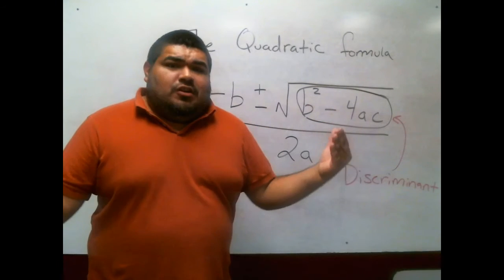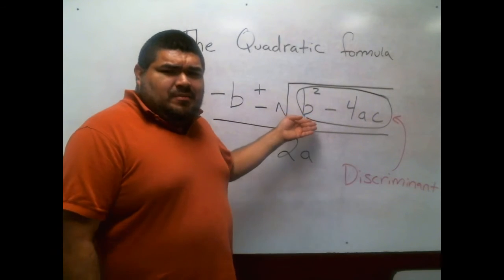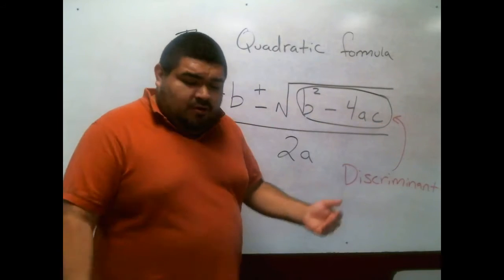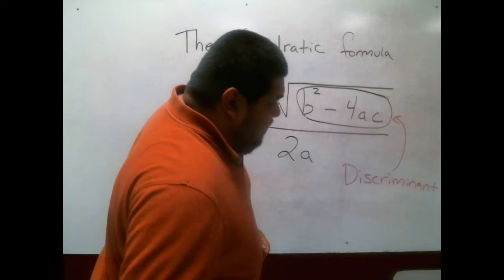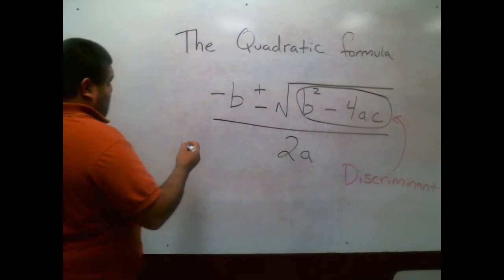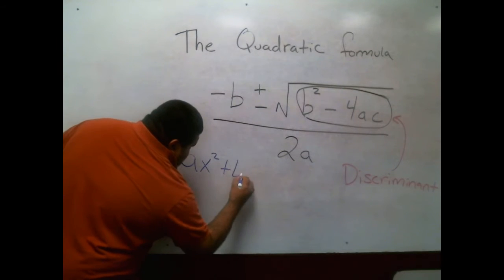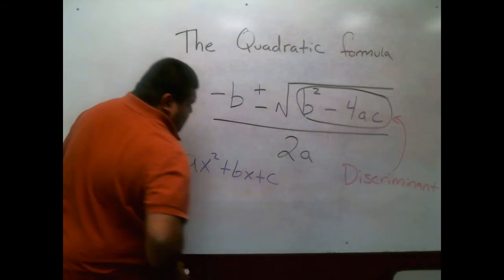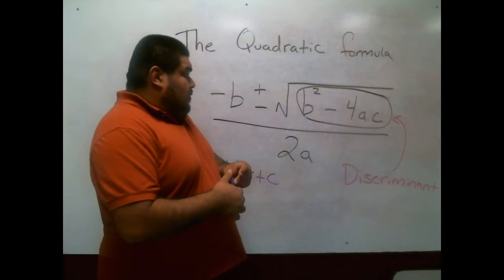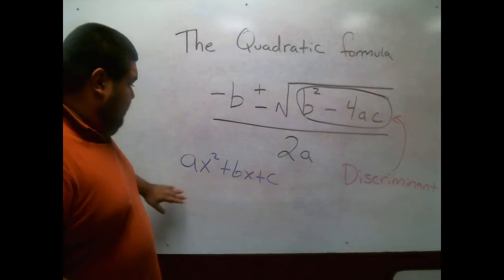You might ask yourself, where are we going to get all these numbers from? Where are we going to get the b from? Where are we going to get the a from? And the c from? If you guys remember, the way we write a quadratic is known as ax squared plus bx plus c. That's where we're going to get the b, the a, and the c from the problem.